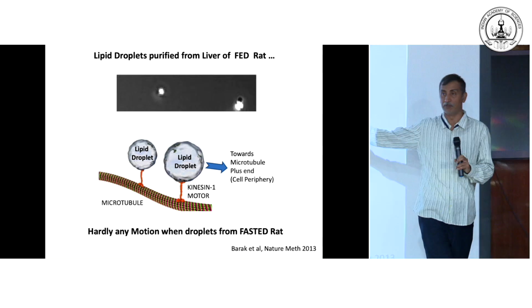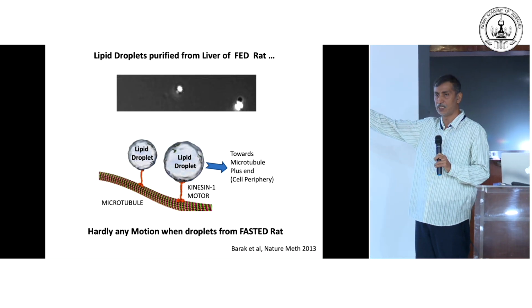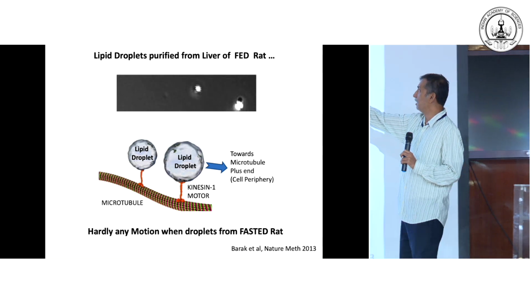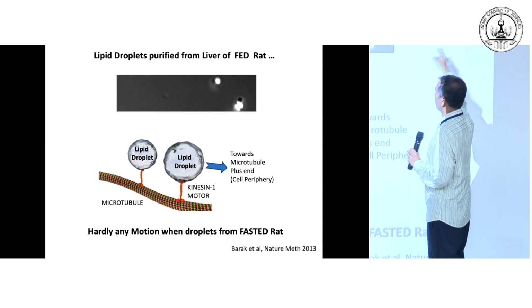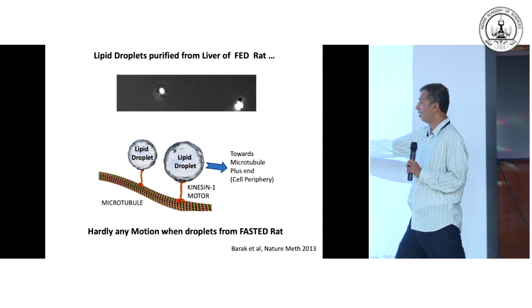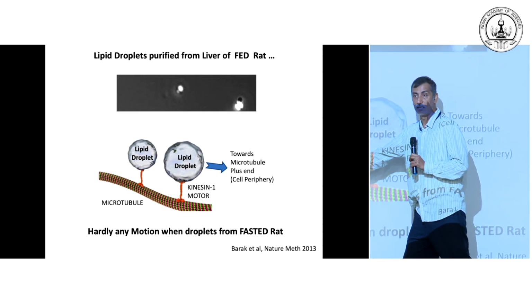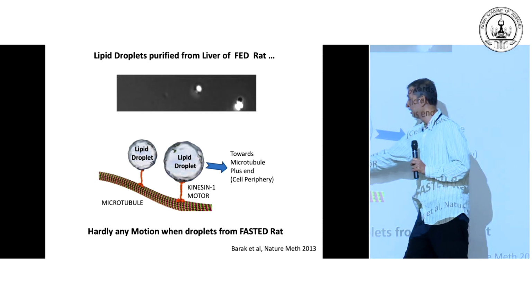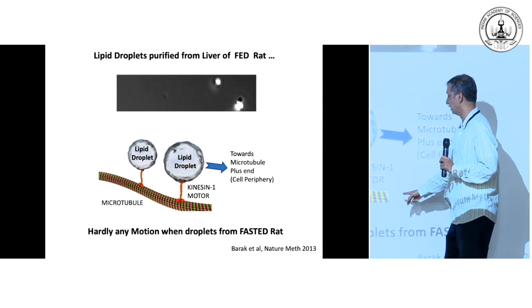This is in real time. This is not sped up, okay? The velocity is a few microns per second, and it moves beautifully from one side of the microtubule. You can't see the microtubule, it is in low contrast. So now you have to imagine these lipid droplets taken out from the liver of a rat and put on microtubules, and they move in this manner.